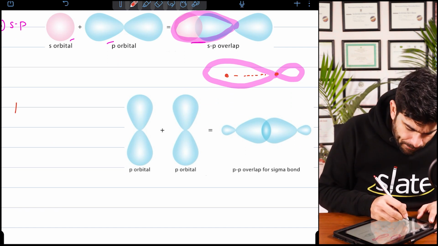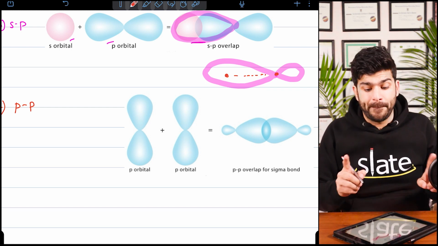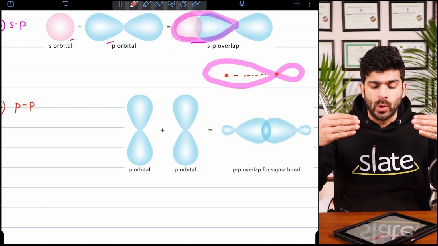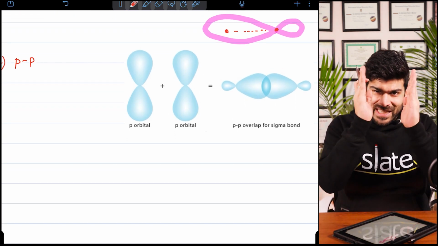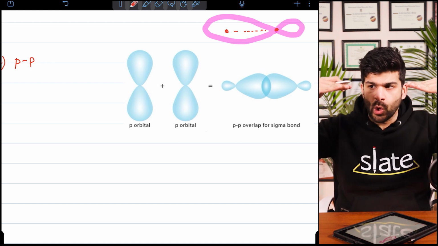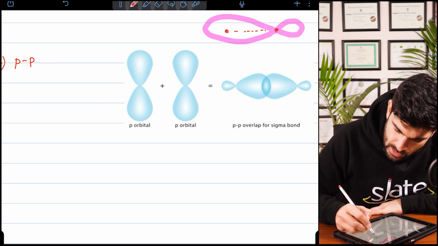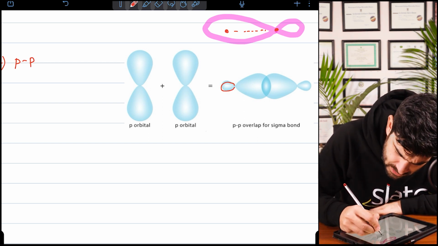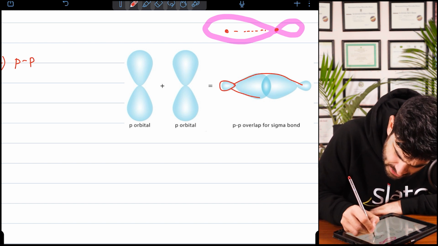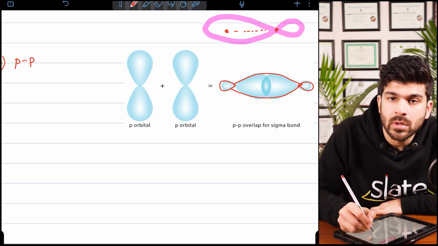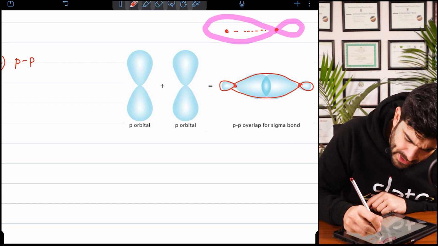Lastly, the PP head-to-head overlap. PP can overlap head-to-head. These are the p orbitals, but these are the sides. When they overlap this way, that's a head-to-head overlap. And ultimately the shape becomes like this. So that is a PP head-to-head overlap. Let me make the dots again.